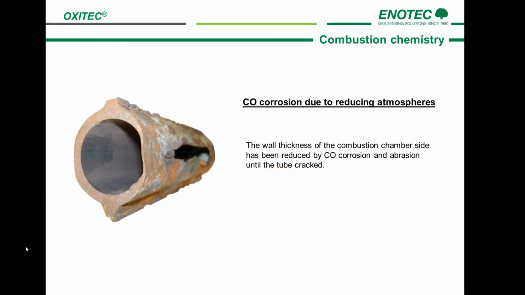So, oxygen deficiency after combustion results in mechanical destruction of the plant infrastructure, such as refractory linings, furnace walls, boiler tubes, and more. Looking at the picture, this is a cracked boiler tube after approximately 2 years in a waste incineration plant. The wall thickness of the combustion chamber side of the tube has been reduced by CO corrosion and abrasion until the tube cracked.